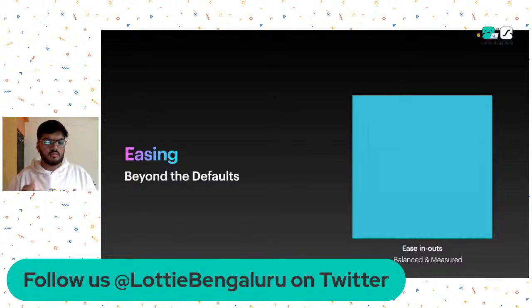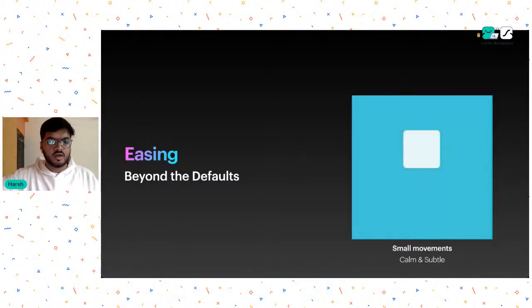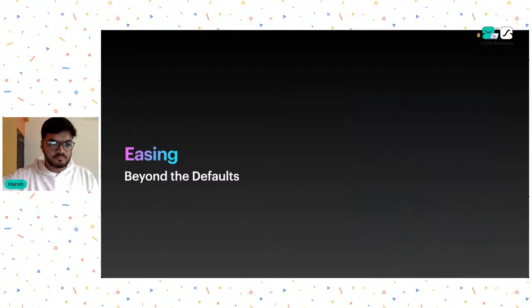Let's look at what most of the examples that we see in most of the apps, the ease in outs. When you look at ease in out, this is also animating in a certain way, and it looks very balanced. It looks very measured, right? Things just come in, and you can understand that this is where I am, and this is where I'm supposed to be, and now I leave. So you can clearly see the difference in the motion in these two cases.